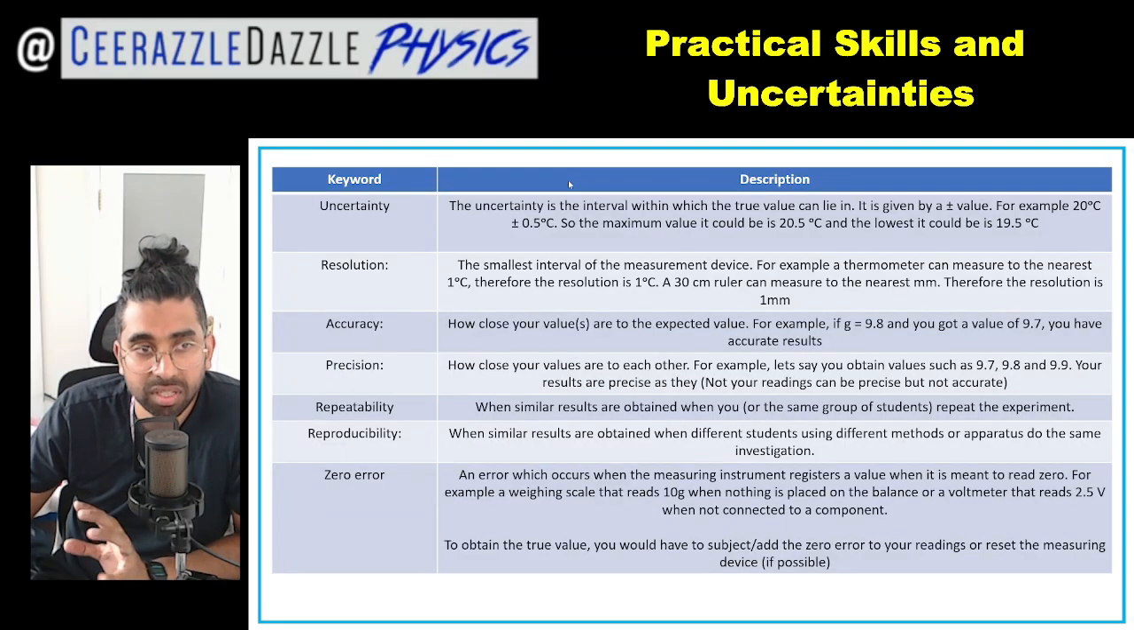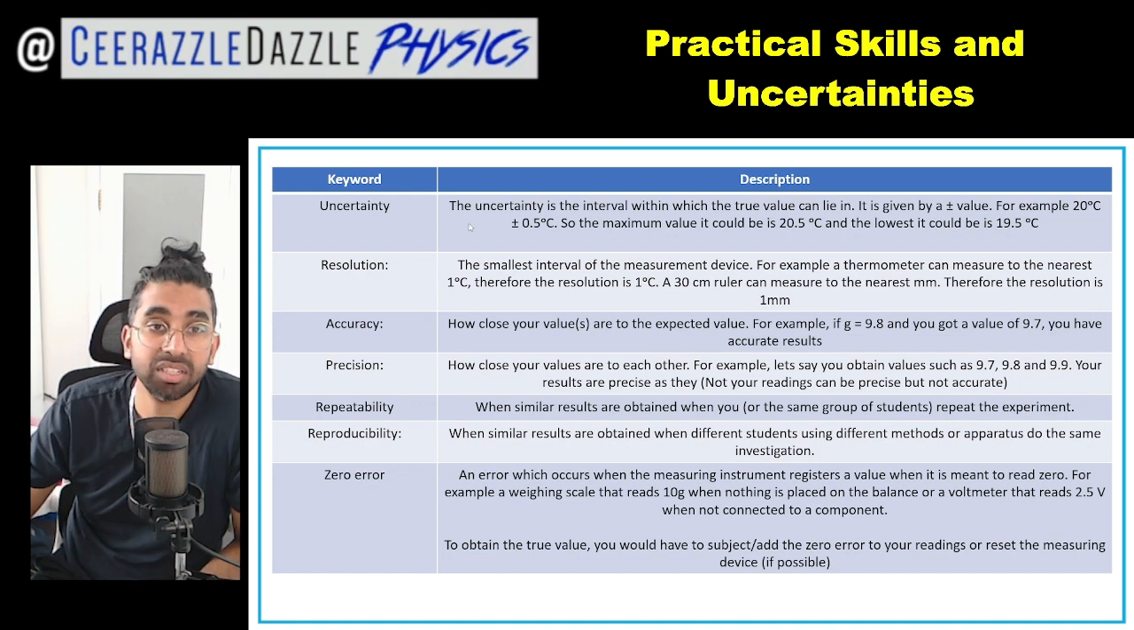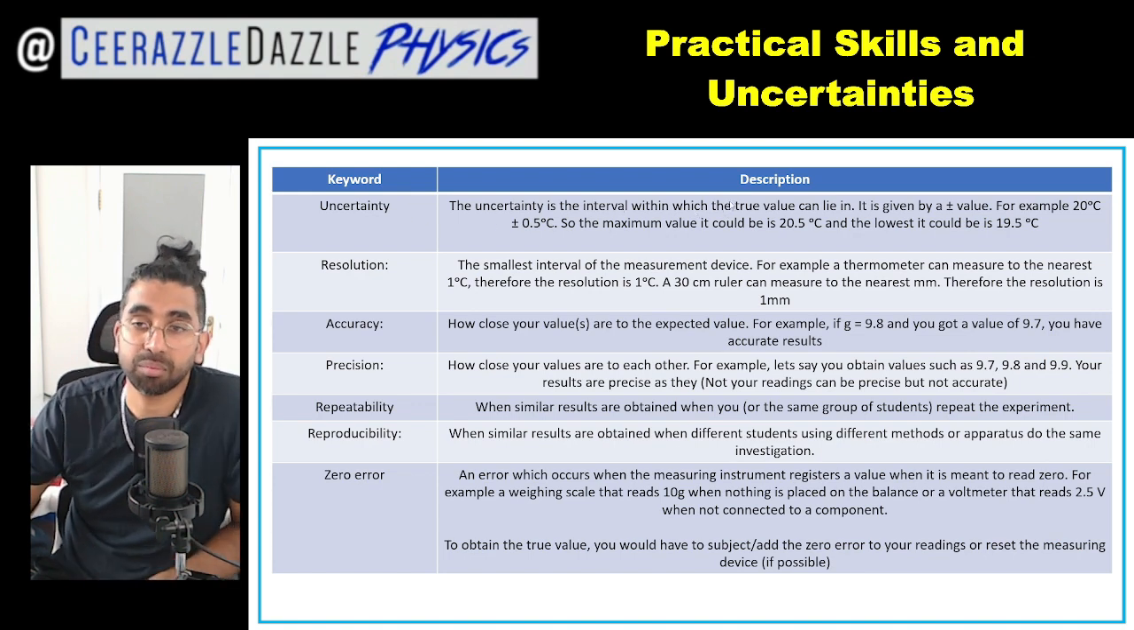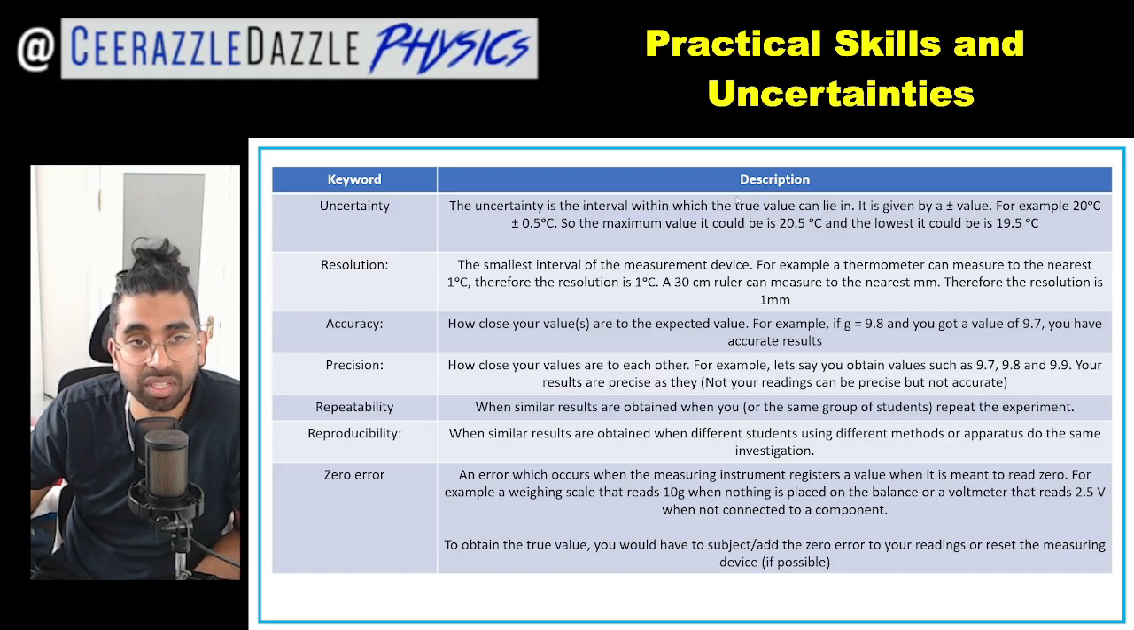Uncertainties now. Here is a description of all the different terms that we use when talking about uncertainties. The uncertainty is the interval within which the true value can lie. It is given by a plus or minus value. For example, 20 degrees Celsius plus or minus 0.5 degrees Celsius. So the maximum it could be is 20.5 degrees Celsius, and the lowest it could be is 19.5 degrees Celsius.